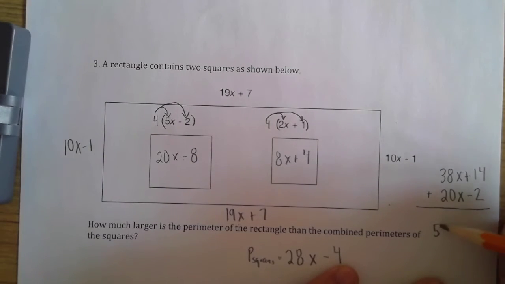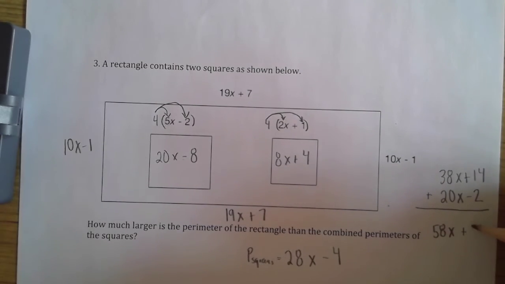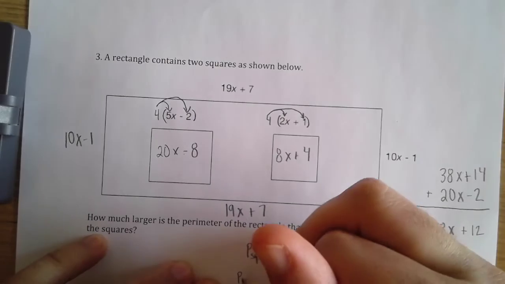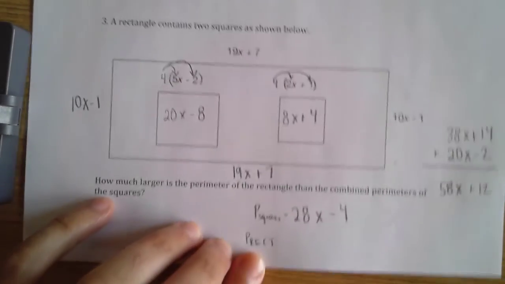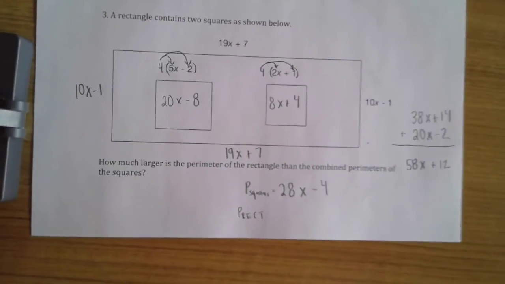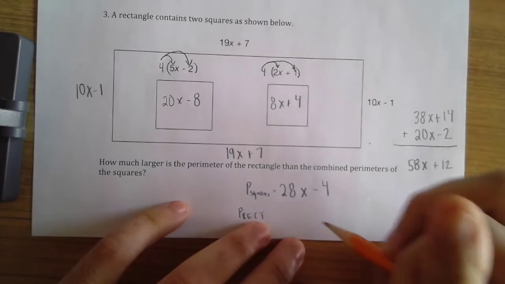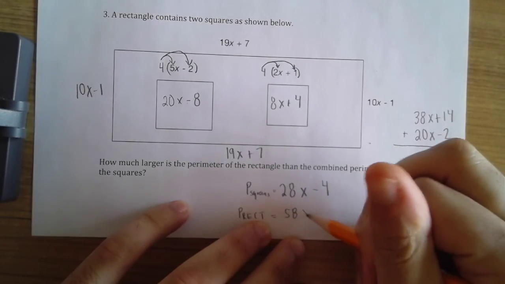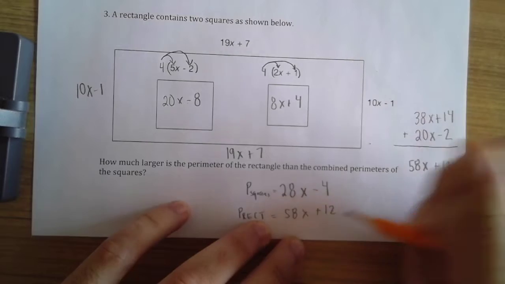Now I need to add both of these up, of course, to get my perimeter. I will have a total of 58x. Here I have a plus 14 and then minus 2. When I combine those like terms, I will get just a plus 12. So my perimeter of my rectangle, sorry if you cannot see for a second, let me move it back. The perimeter of my rectangle is 58x plus 12.